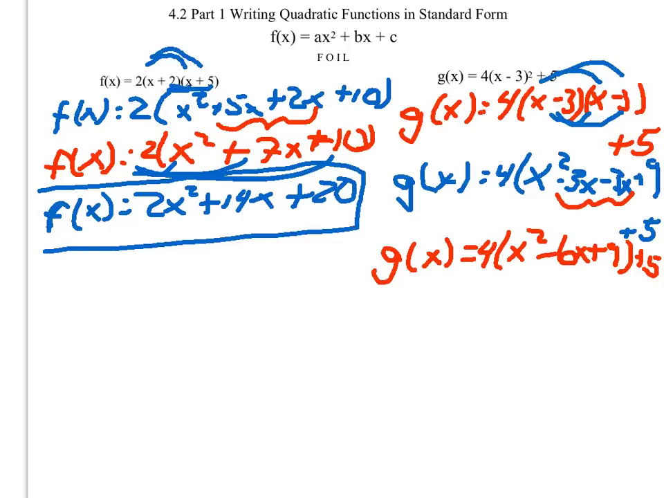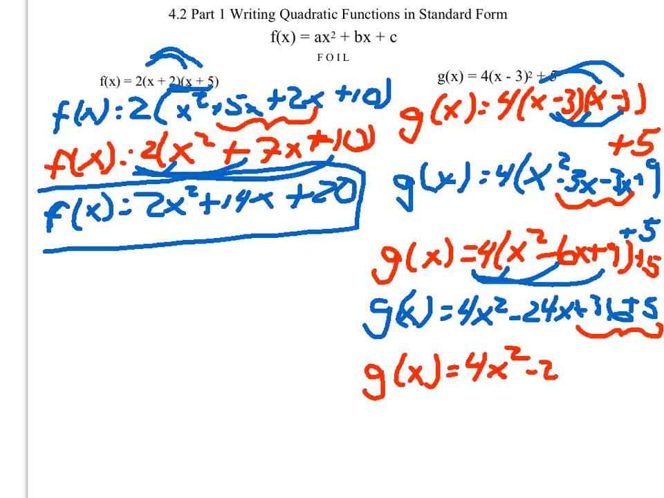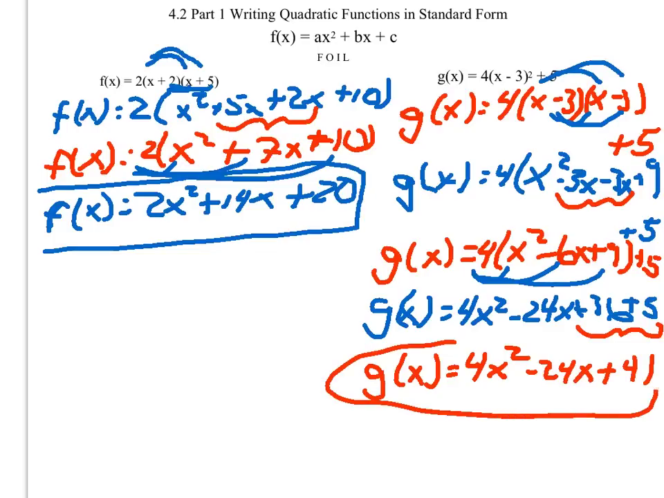Now we can go ahead and distribute through. So g of x equals 4 times x squared is 4x squared minus 24x, make sure we're paying attention to signs, plus 36. We still have plus 5. Now we can finish it up, combine that other set of like terms here. So we'd have g of x equals 4x squared minus 24x plus 41. And there we have our answer in standard form.